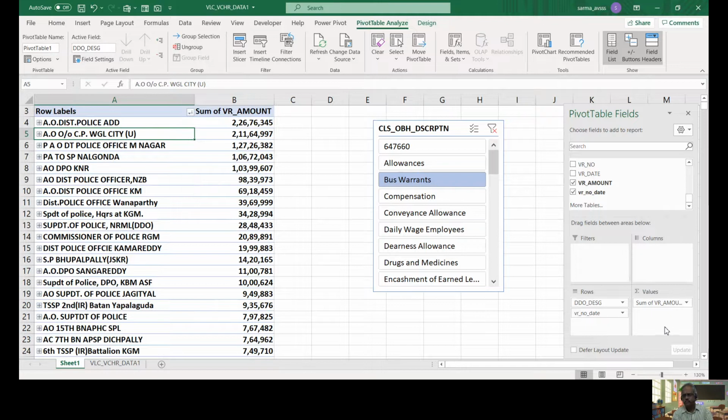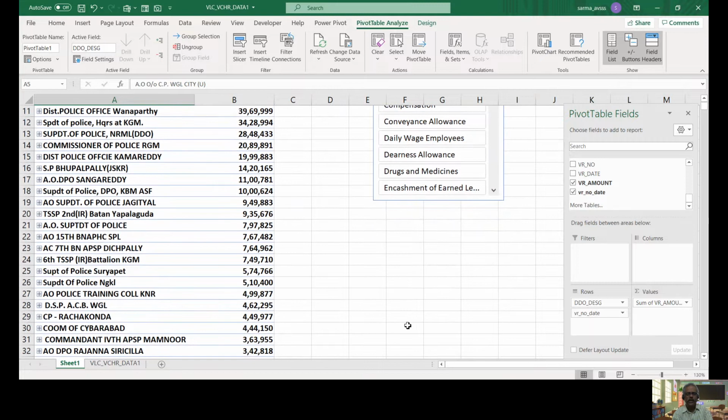Okay, so this way I'm saying that if we start analyzing the vouchers based on the DDO and based on the object head, it gives a lot of insight for us to understand how the DDOs are spending and the patterns, and then we can identify the outliers also.